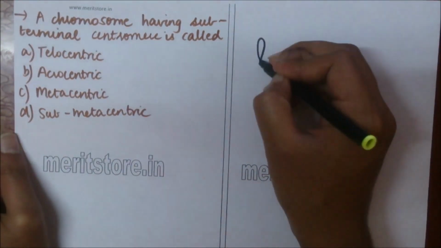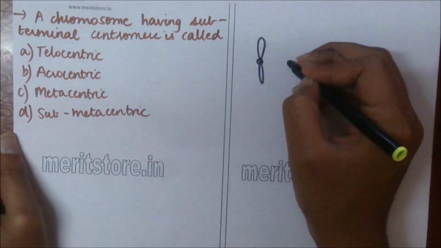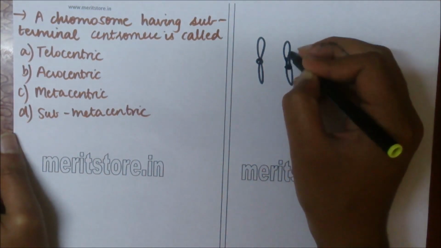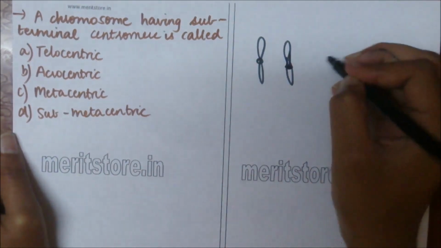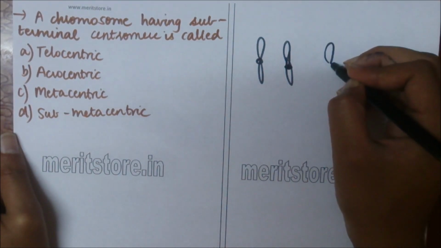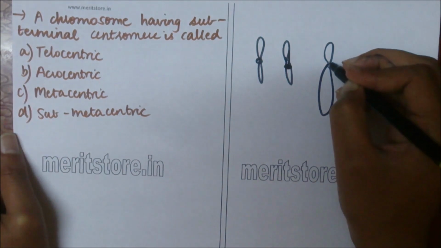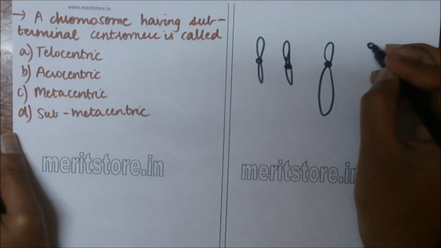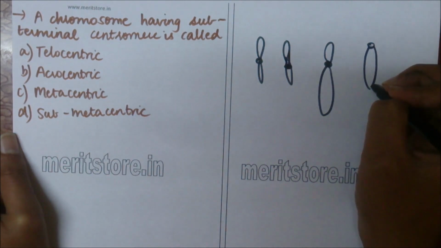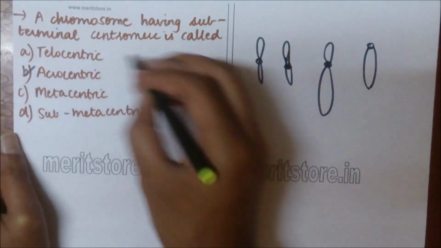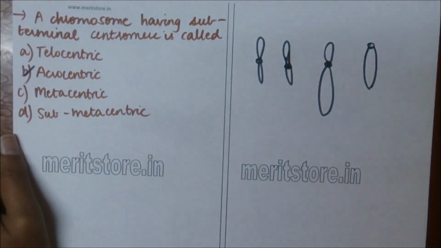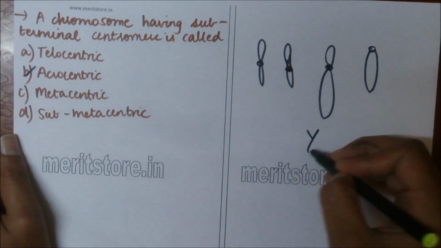When the centromere is present at the center, it is known as metacentric. When it is present near the center, it is known as submetacentric. When it is present near one terminal, it is known as acrocentric, and when the centromere is present at the terminal, it is known as telocentric. So option B, subterminal centromere, acrocentric. It is mostly present in the Y chromosome.